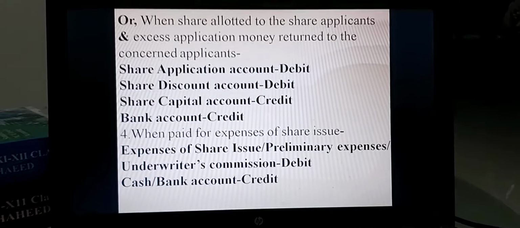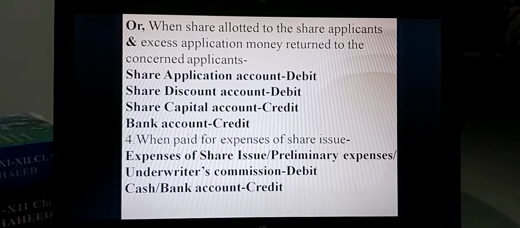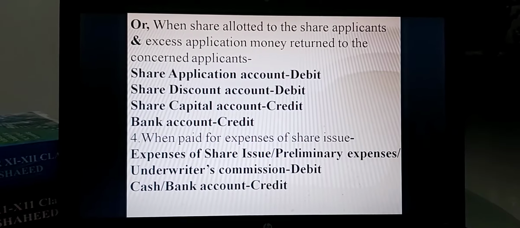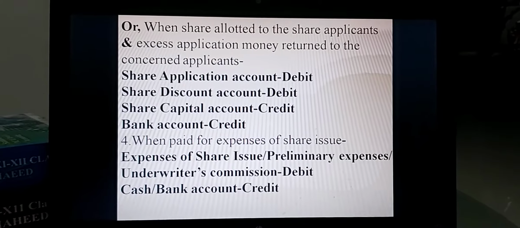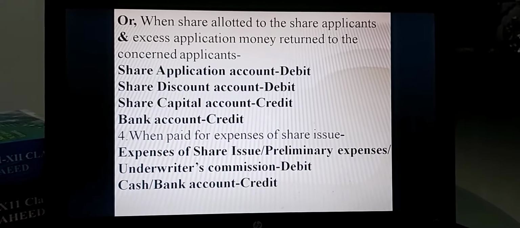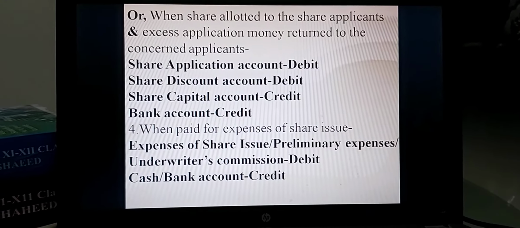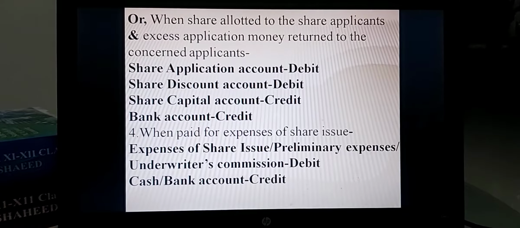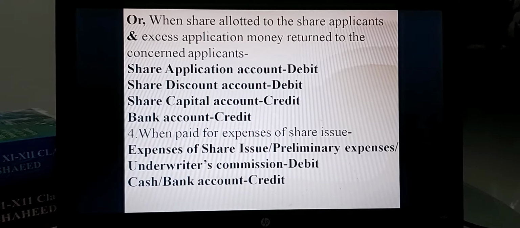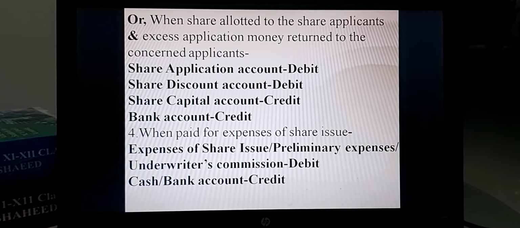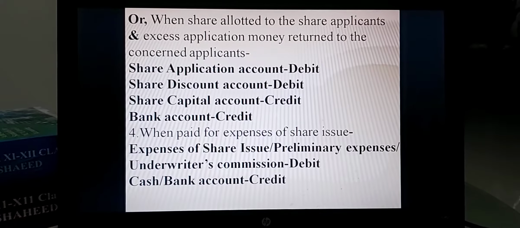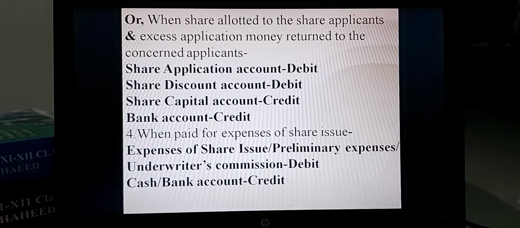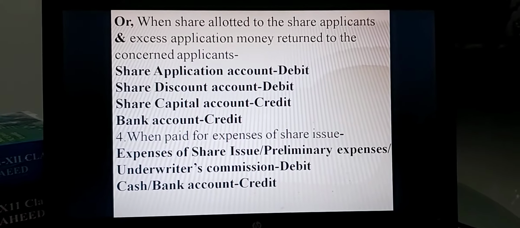Or, when shares are allotted to the share applicants and excess application money is returned to the concerned applicants, if you want to record the second and third entries together, then you can write the journal entry: share application account debit, share discount account debit, share capital account credit, bank account credit. I repeat again, share application account debit, share discount account debit, share capital account credit, bank account credit.